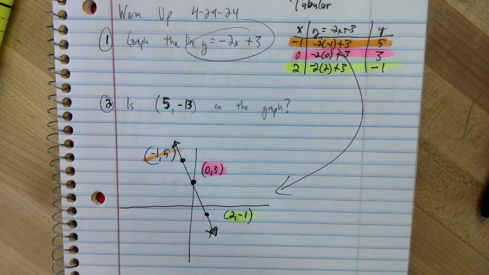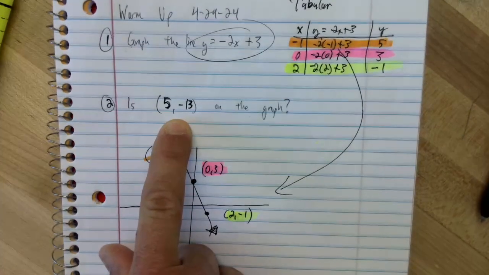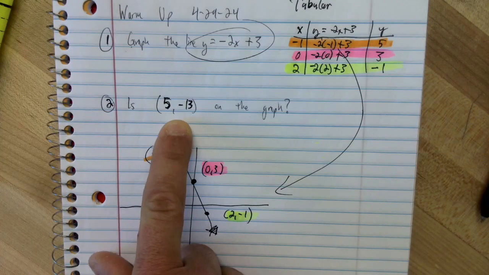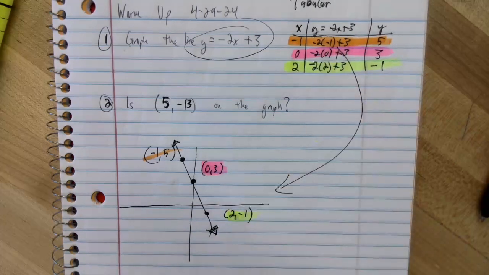Now, second part of this warm-up is this point on the graph. What do you think? Did you guys answer that yet? 5 comma negative 13. Do you want a second to think about it since you've seen me go back over the process for using the table?